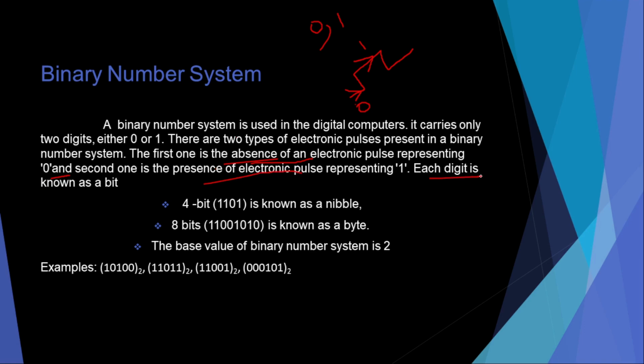Each digit is known as a bit. For example, here we have 6 digits, so totally 6 bits. 4 bits is known as a nibble and 8 bits is known as a byte. The base value of the binary number system is 2. Every number system has a different base value. Here is an example of a binary number: 101001 with base 2.